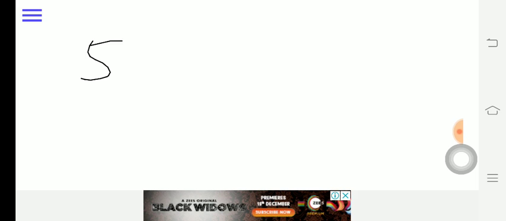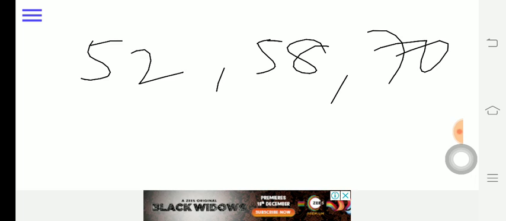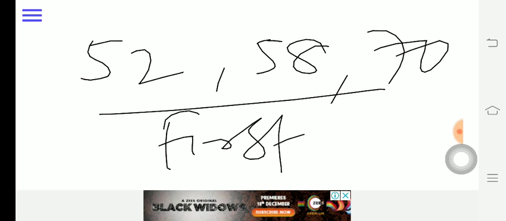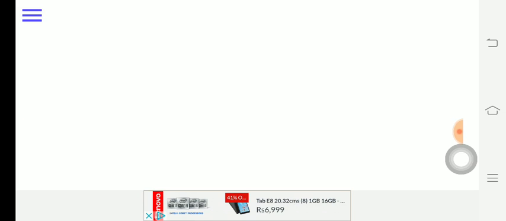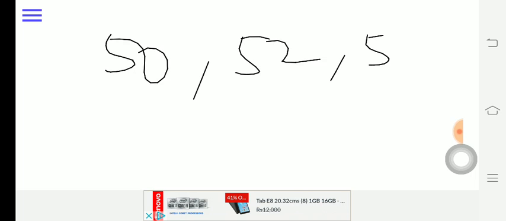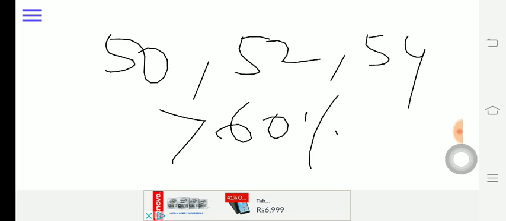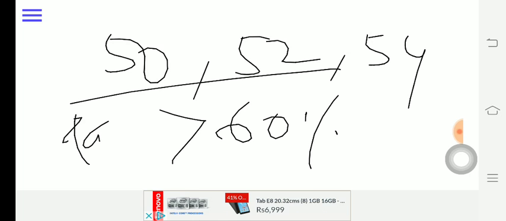Then suppose 52. Let us suppose 58. Again 70. Again the aggregate sum is greater than 60% and you had passed in all the exams. Again this comes under first class. Let us suppose 50, 52 and 54. You had passed in all the exams, but the aggregate sum is not greater than 60%. So this is just a pass.